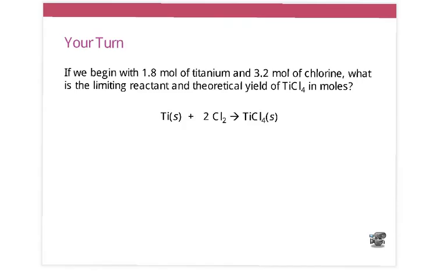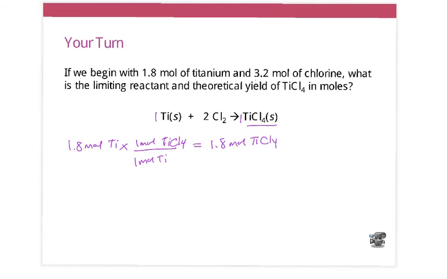Okay, go ahead and give this a try. If we begin with 1.8 moles of titanium and 3 moles of chlorine, what is the limiting reactant and theoretical yield of titanium chloride in moles? All right, let's start with what we're given. We have 1.8 moles of titanium, and let's see how much titanium chloride we get. Let's use the molar ratio. We have 1 mole of titanium for every 1 mole of titanium chloride. And so we should end up with 1.8 moles of titanium chloride.